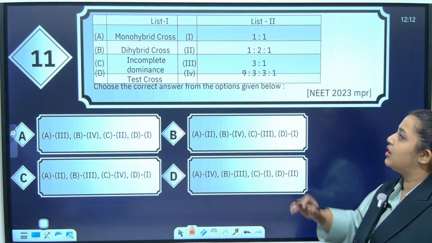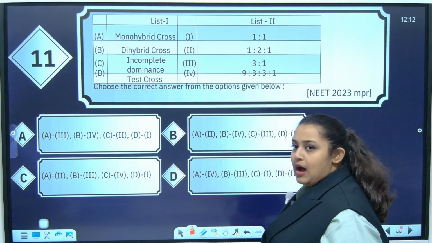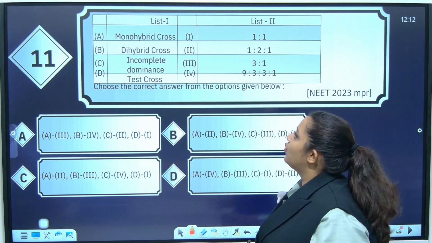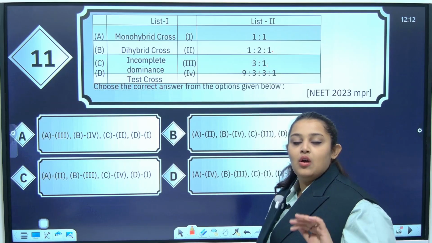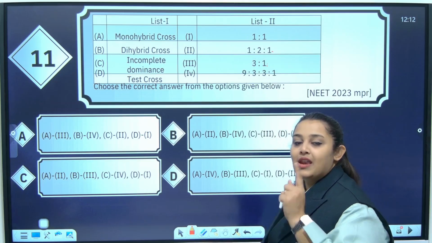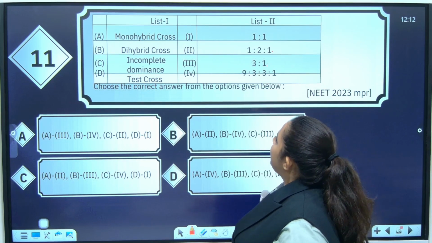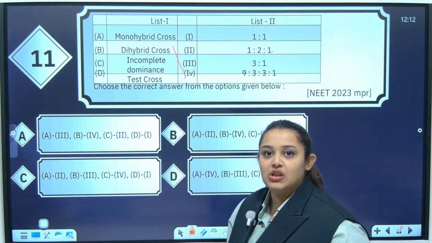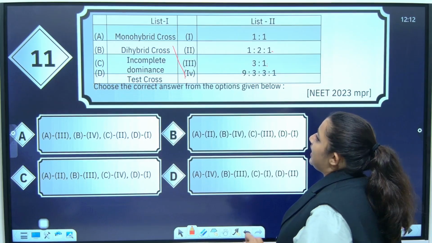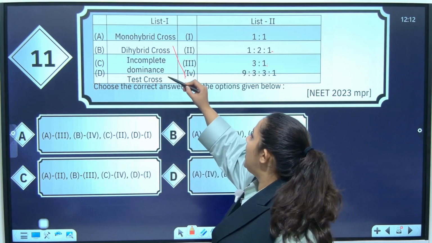Monohybrid cross, dihybrid cross, all the crosses are mentioned there. Here we have their ratios. Now it might confuse you because in monohybrid cross you have both these ratios, yes or no? But we'll see where else these ratios are also applicable. For example, in dihybrid cross we're certain that you have 9:3:3:1. In test cross, you always get what? 1:1.